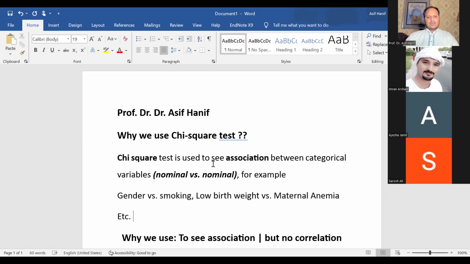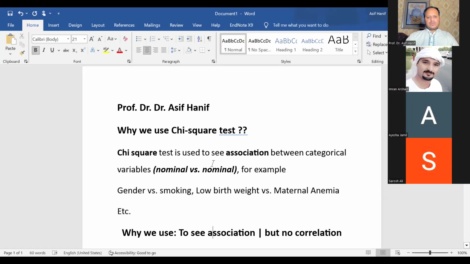For example, I have added two examples here. We can see more examples: obesity, yes or no, versus cardiovascular diseases, yes or no, or obesity versus risk of knee osteoarthritis, or infection versus type of antibiotic given. Whether there are more than two categories or only two categories doesn't matter for chi-square. There may be two, three, or four categories. A chi-square test can be applied on any number of categories for categorical variables.